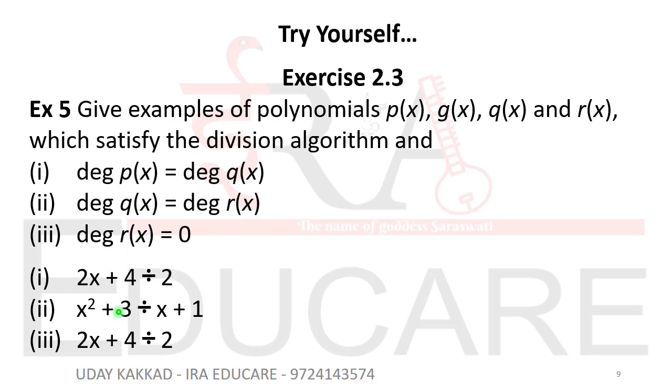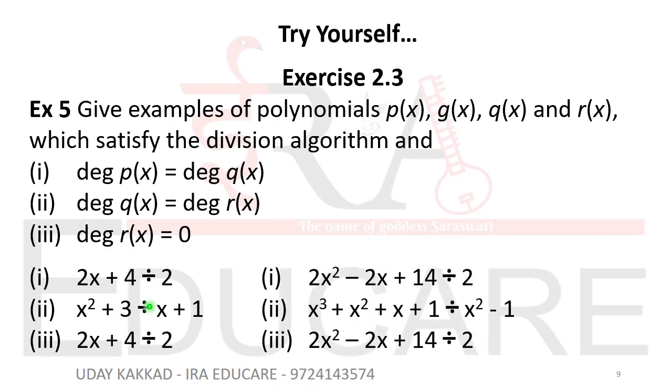Just divide it and verify it. The degree of q of x and degree of r of x are the same. Here the degree of r of x is 0. So how do you say that the degree is 0? If you get a constant in the remainder, it means the degree is 0. So here you just divide it and you get the remainder 0. So it is also an example of a 0 degree polynomial, right? I told you that there may be many examples. This is not the only example, there are many examples. So I give you another example, right?